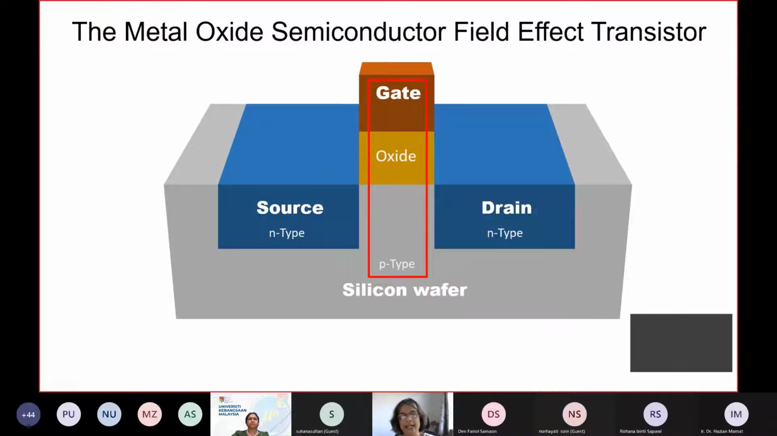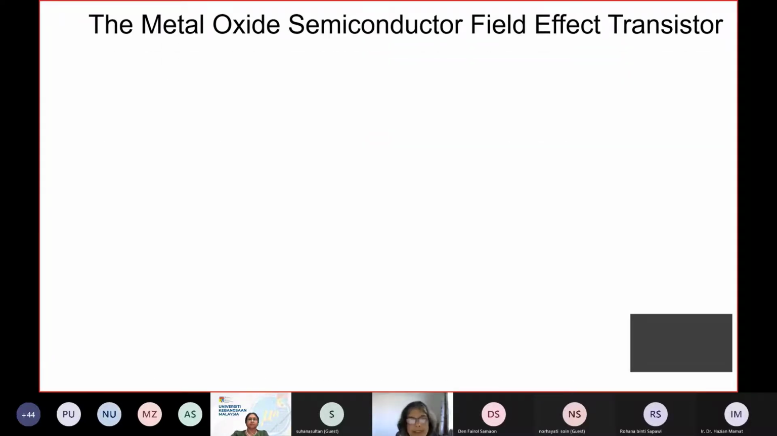So if we take 2 of these n-doped regions, which we call source and drain, and they are separated by a lightly doped p-type region, which we call the channel. On top of the channel is the third terminal called the gate. And under the gate is an insulator, insulating oxide. So this metal oxide semiconductor field effect transistor is a 3-terminal device or a switch, which is the basis of CMOS. Let's see how it works.